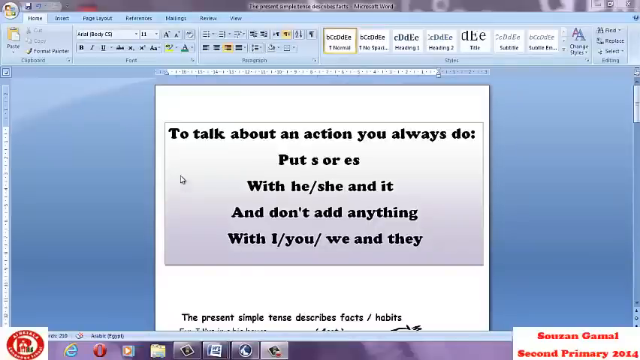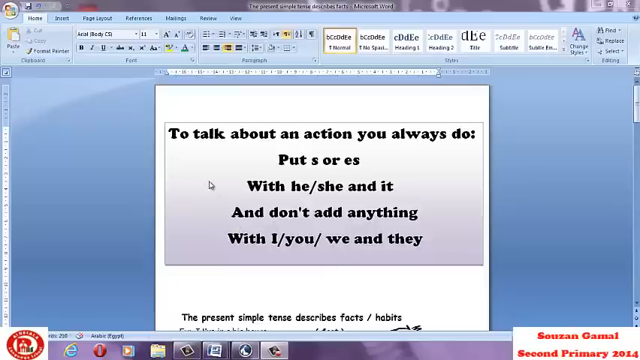So, as I told you, to talk about an action you always do, put s or es with he, she, and it. What about I, you, we, and they? Are we going to add s or es? No. Don't add anything with I, you, we, and they.